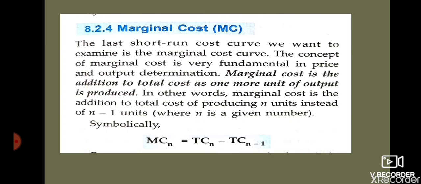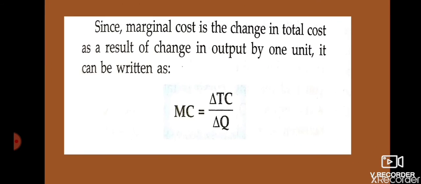I hope you understood. Once again I am reminding you that the addition to the total cost as one more unit of output is produced, as the quantity produced increases by one unit, whatever the change in the total cost, that is known as marginal cost. So we can understand that the change in total cost upon the change in quantity produced is known as marginal cost. I think it is clear to everyone what marginal cost is.